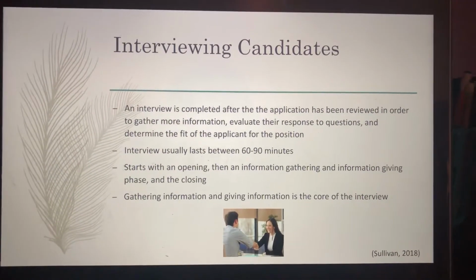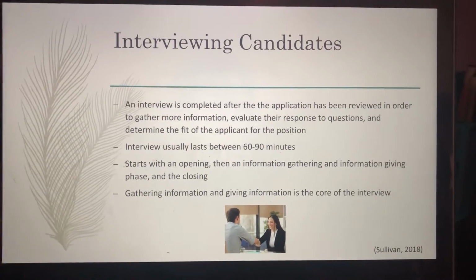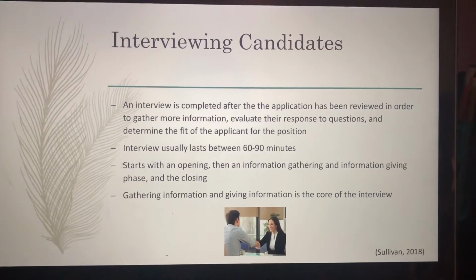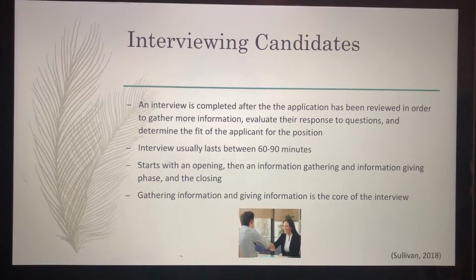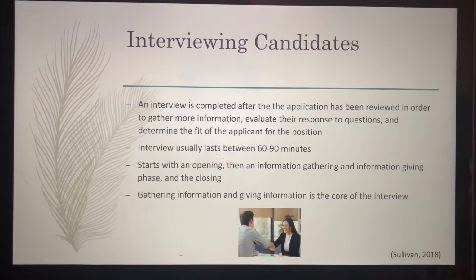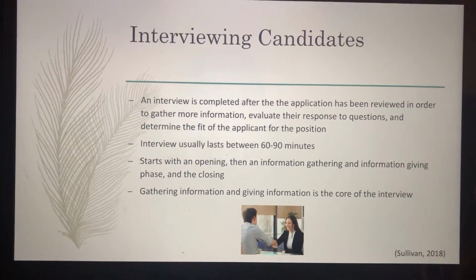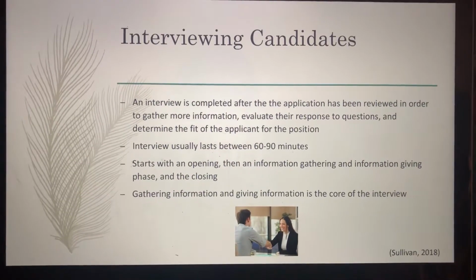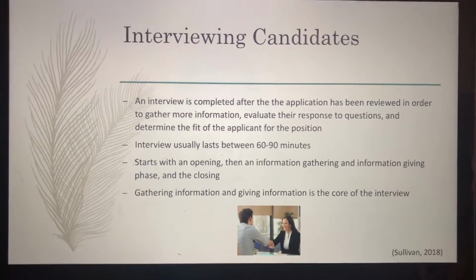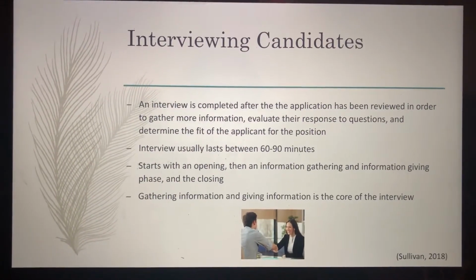You always start with the opening, then have an information gathering and information giving phase, and then there's always the closing. Gathering the information and giving information is the core to the interview. You really want to sell the organization while keeping it professional and not overshooting anything, along with learning about themselves, experience they have.